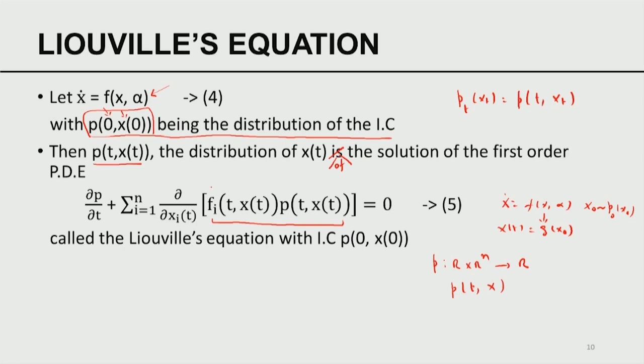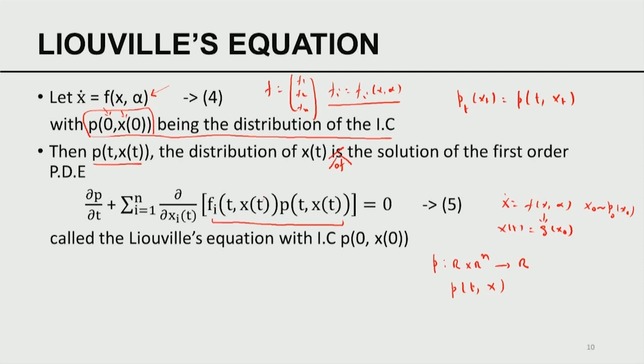Fi is the ith component of f. Now go back: what is f? F is equal to f1, f2, up to fn. Each of the fi are functions of x and alpha. So each component fi is a function of x and alpha.